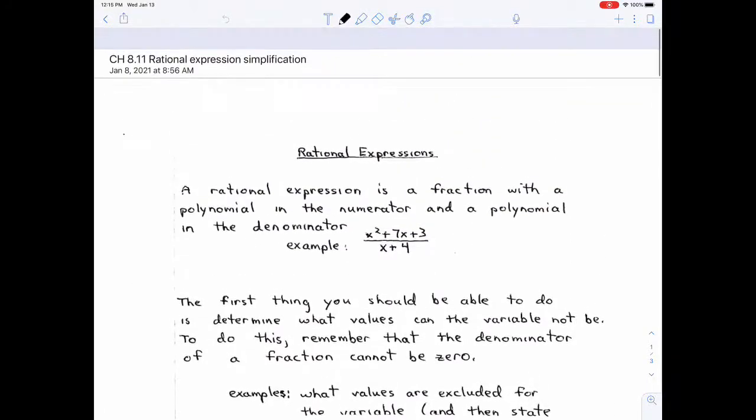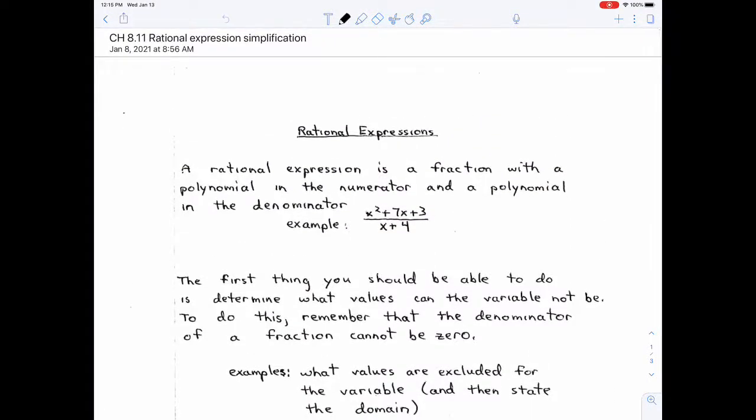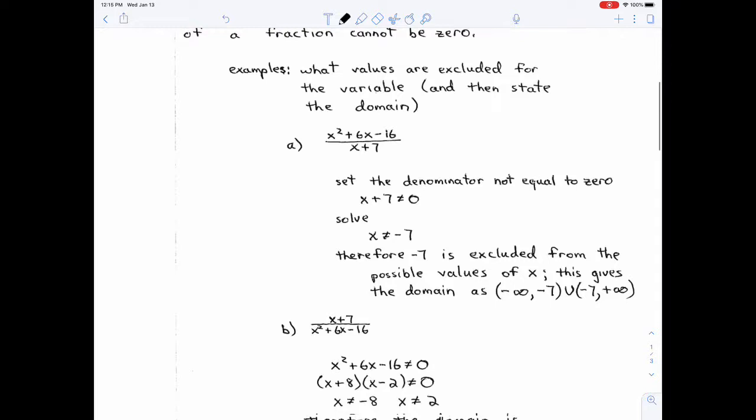This thing up here is just an example of a rational expression. We could take a look at the domain of that, but the example I decided to give you was this. So what values are excluded from the domain? Basically, it's this simple. The denominator can't be 0. Denominator of a fraction can't be 0. So what you do is you say the denominator of the fraction can't be 0. Okay, and then you solve for x.